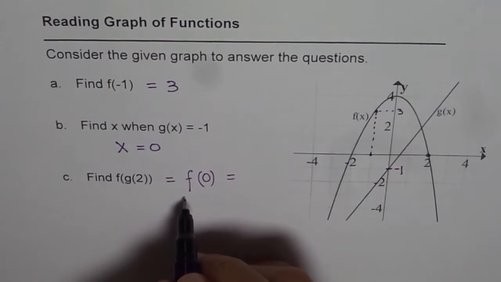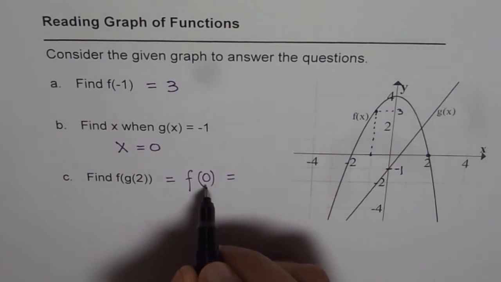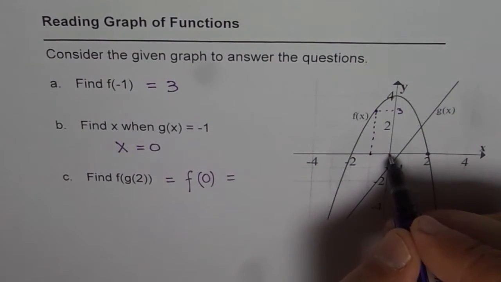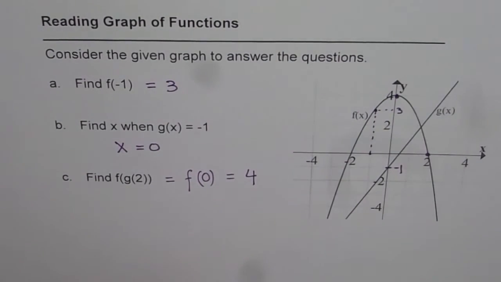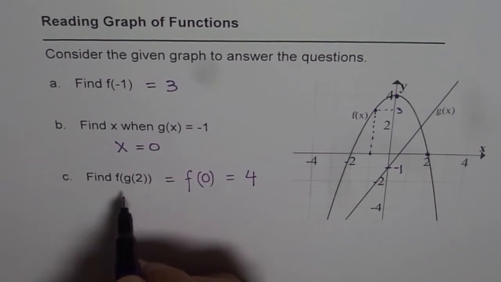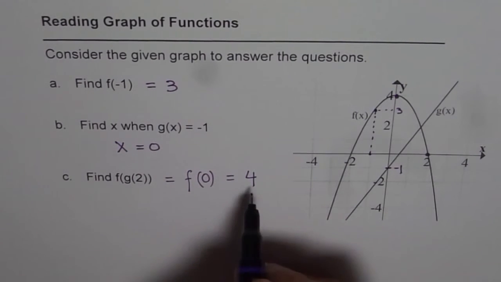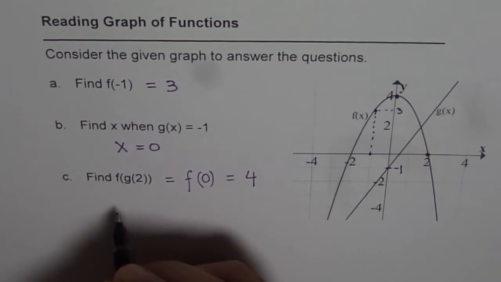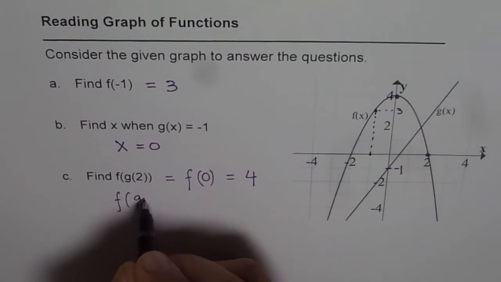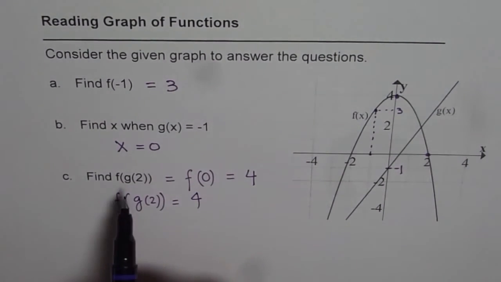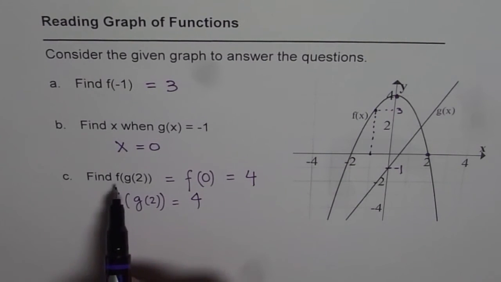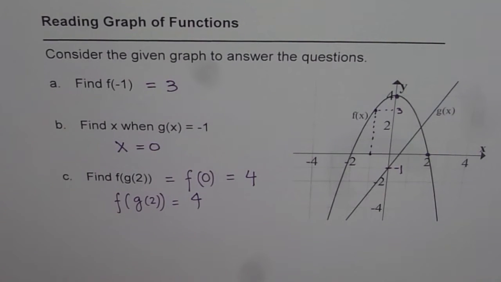Now what is the value of function f of x at x equals to 0? At x equals to 0, the value is 4, correct? That means f of g of 2 is 4. So that's our answer. So we can write f of g of 2 is equal to 4. So first evaluate the inside function and then the outside function to get the correct value.